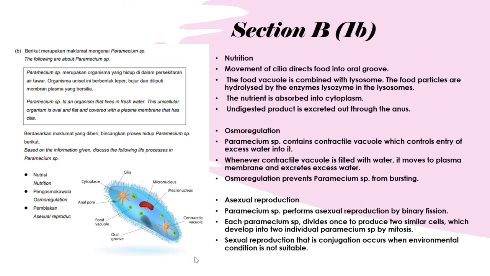Then the last one, sexual reproduction, that is conjugation, occurs when the environmental condition is not suitable, such as when there is a lack of water. So conjugation will occur. That is another 1 mark for sexual reproduction. So there are a lot of points here, and maybe you can write more points, more than 10.